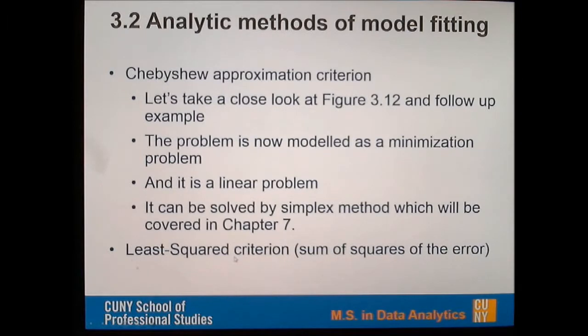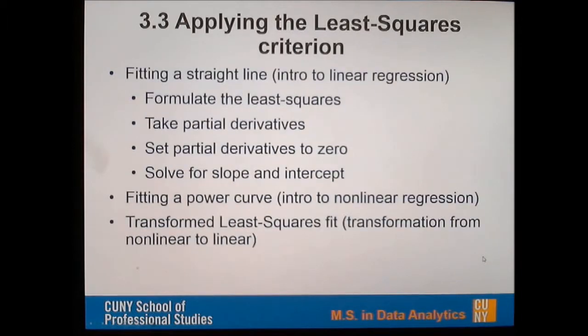And the least squares criterion is the sum of squares of the error. In trying to fit a straight line, one very important concept is how we are going to measure how good the model is. So there you go. We use least squared error, meaning the difference between the observation and the fitted value, squared, and the sum of that squared, which is why it's called the least squares criterion.